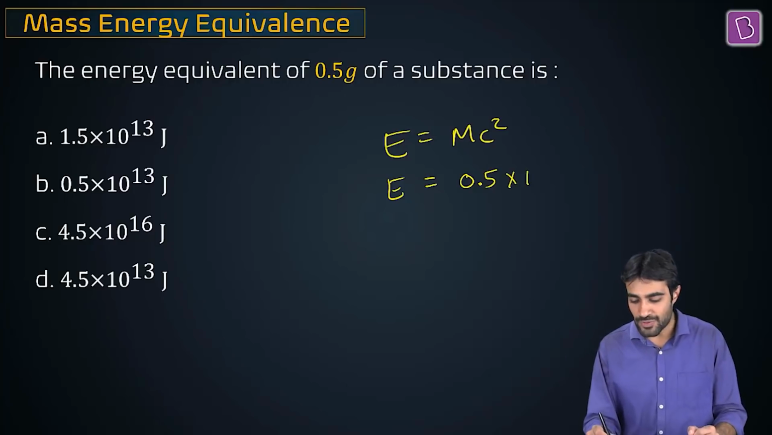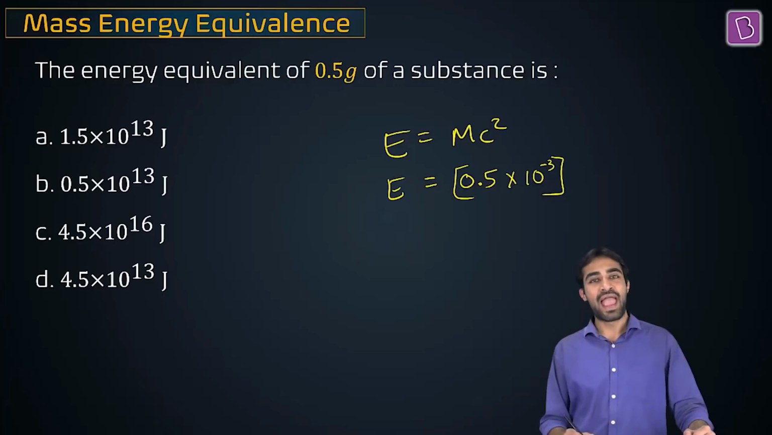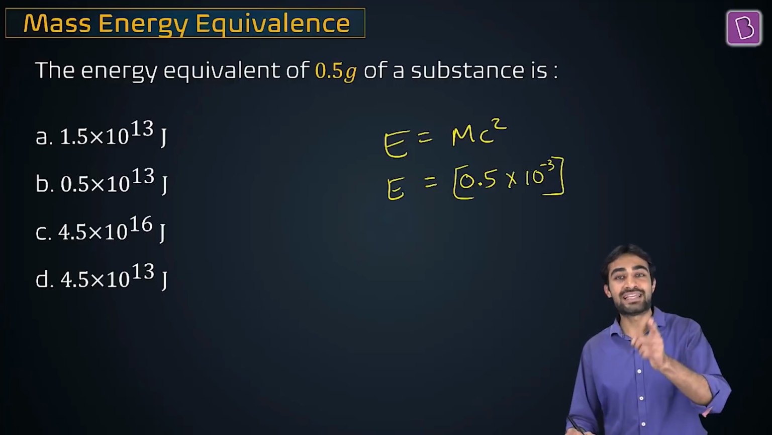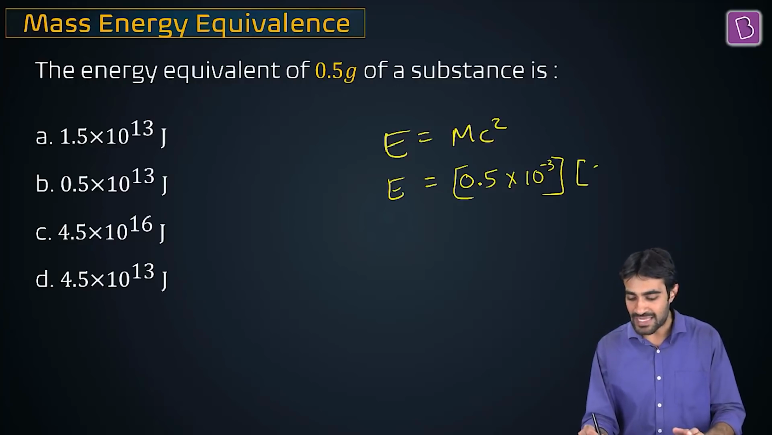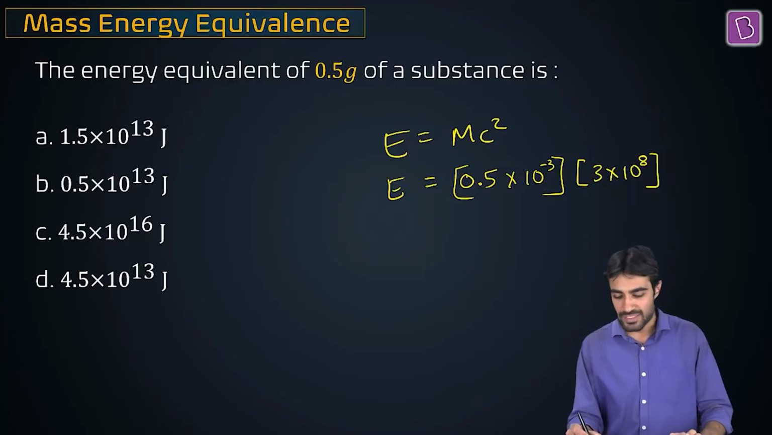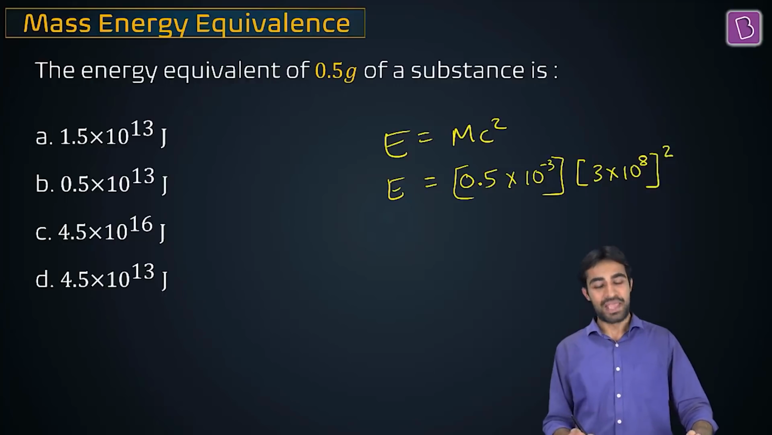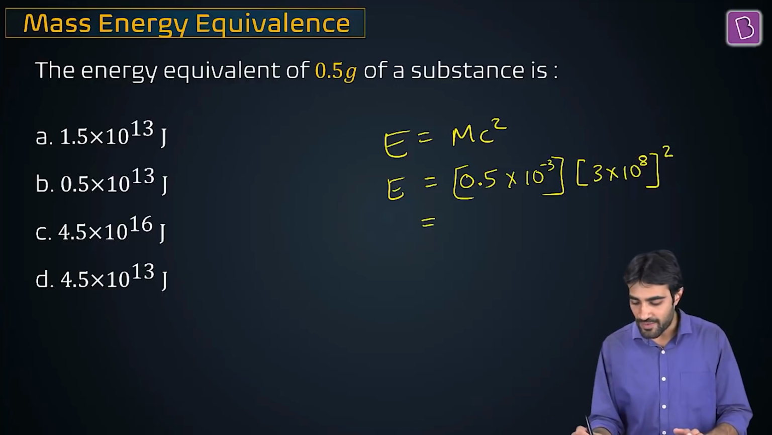So 0.5 into 10 raised to power minus 3 kg. This is our mass. And we will multiply it by c square. C is the speed of light, and we can write its value as 3 into 10 raised to power 8 meter per second. So we whole square this thing.